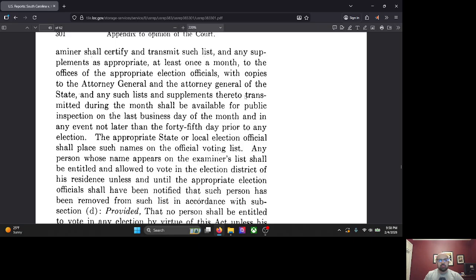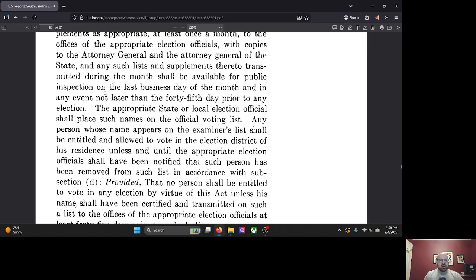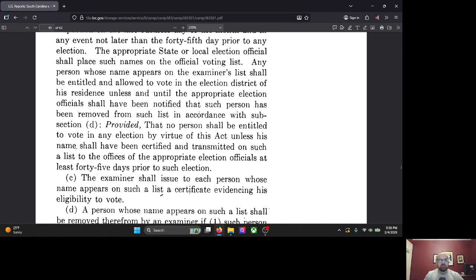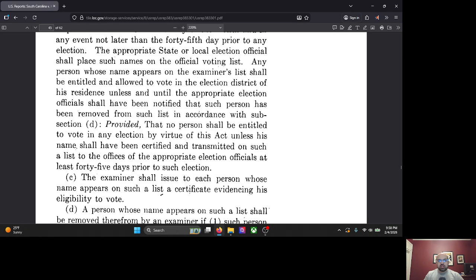And any such lists and supplements thereto transmitted during the month shall be available for public inspection on the last business day of the month, and in any event not later than the 45th day prior to any election. The appropriate state or local election official shall place such names on the official voting list. Any person whose name appears on the examiner's list shall be entitled and allowed to vote in the election district of his residence unless and until the appropriate election officials shall have been notified that such persons have been removed from such list in accordance with subsection D.